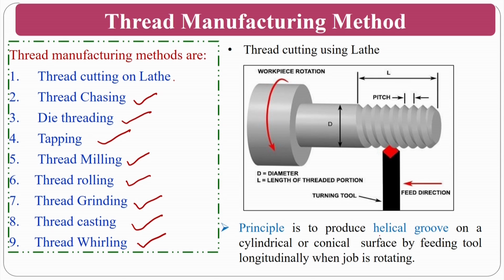Whatever you can see here is the simple technique that I explained in the previous slide also, called thread cutting by the lathe process. In a lathe machining process you can cut these threads. The principle is to produce the helical groove on a cylindrical or conical surface by feeding the tool longitudinally while the job is rotating. That is how you can generate threads on a lathe machine.